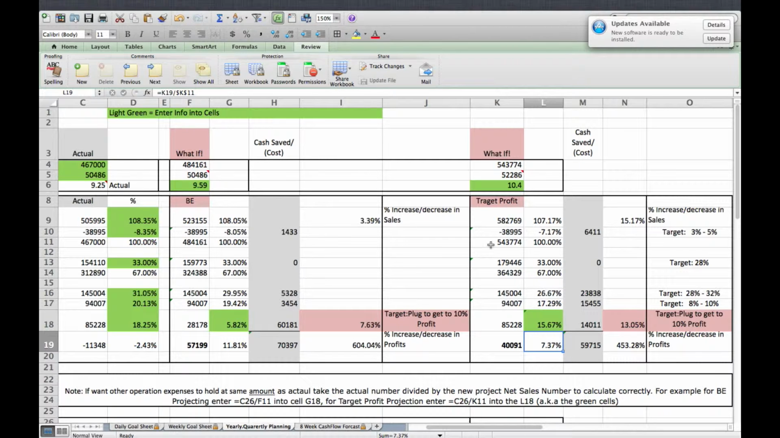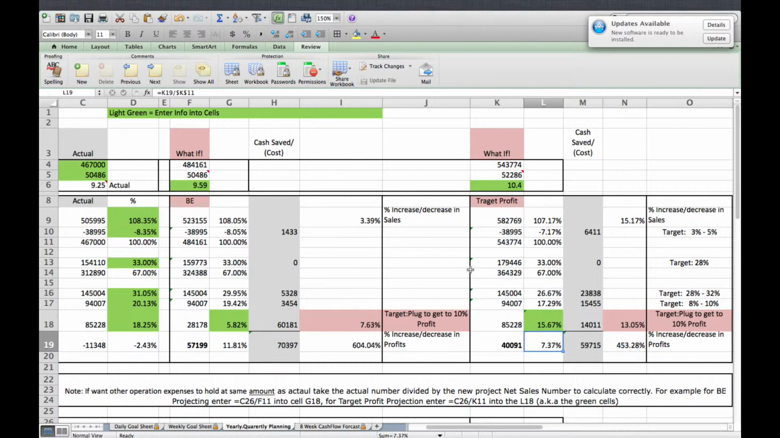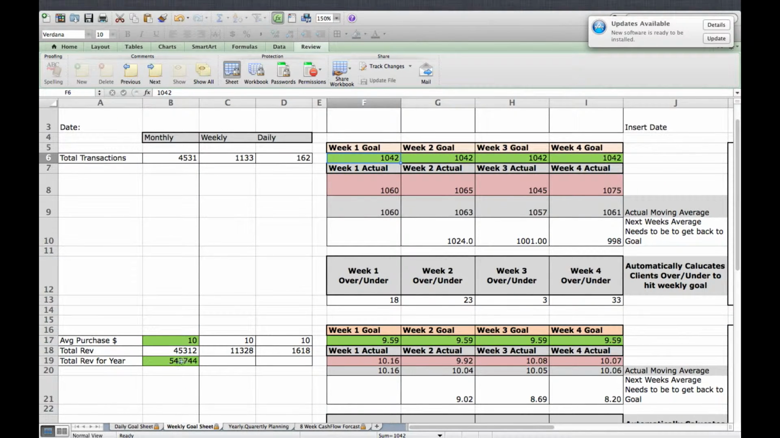543,744, we would want to carry that number over to this sheet and go 543,744. I believe that was the number. We'll just double check. 543,774. Right, so we see that here, 543,774. We go over here, 543. Slightly, just there you go, 774.